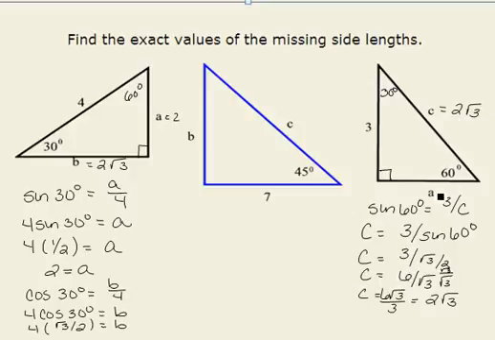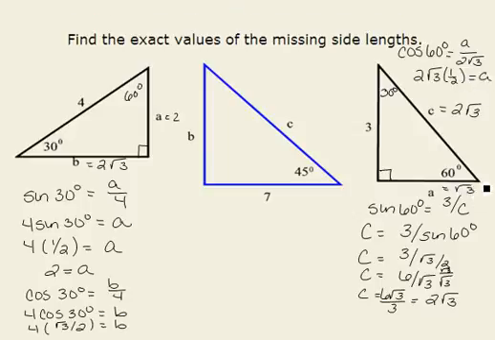We will know that the cosine of 60 degrees is the adjacent over the hypotenuse. We know that the cosine of 60 degrees is 1/2, so now we have 2 times the square root of 3 times 1/2 is equal to A, or A is equal to the square root of 3.